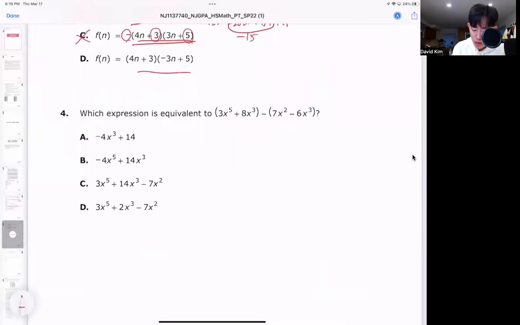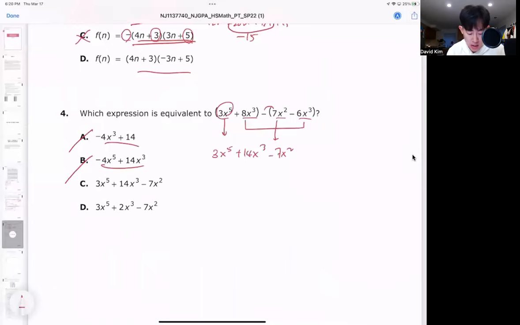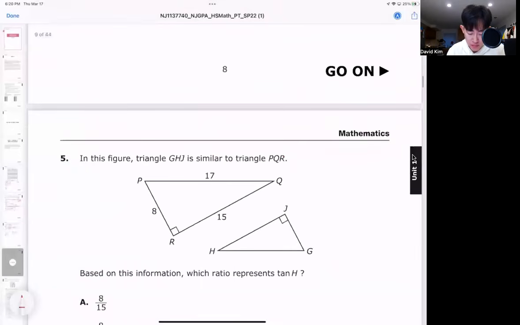Number 4, which expression is equivalent to that? This is actually quite simple. It starts with 3x to the 5th, and this is the only term with 3x to the 5th in this entire equation. So we're going to eliminate A and B because they simply do not have any 3x to the 5th in them. 8x cubed minus negative 6x cubed will give me plus 14x cubed. Bring us down to minus 7x squared. Make sure you distribute the negative sign. So the answer here would be C.